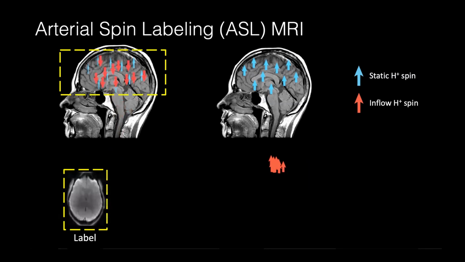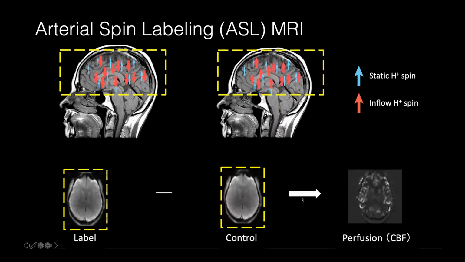Now, at this point, we have an image of the brain with the labeled blood in it. This is known as the label image. But we also have the signal from the brain tissue itself. So we collect another image without inverting the spins, but keeping other conditions the same. This is known as the control image. And the difference between the label and the control images gives us perfusion, or CBF. Therefore, the simplest ASL acquisition always involves two images, label and control.